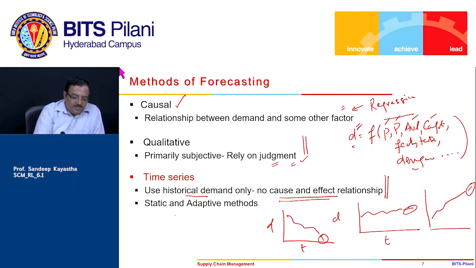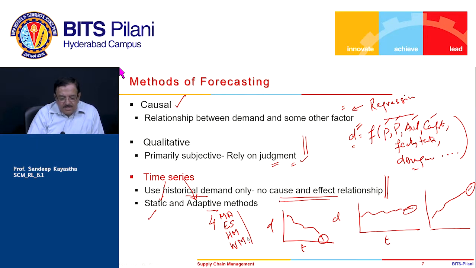There are two methods in time series. One is called static, another is called adaptive. In this chapter, we are going to deal with both methods. We will take one example for which we will use static, and in adaptive, we are going to use four methods. One is moving average, second is exponential smoothing, third is Holt's model, and fourth one is Winters model. We will take examples and explain how these methods are used.